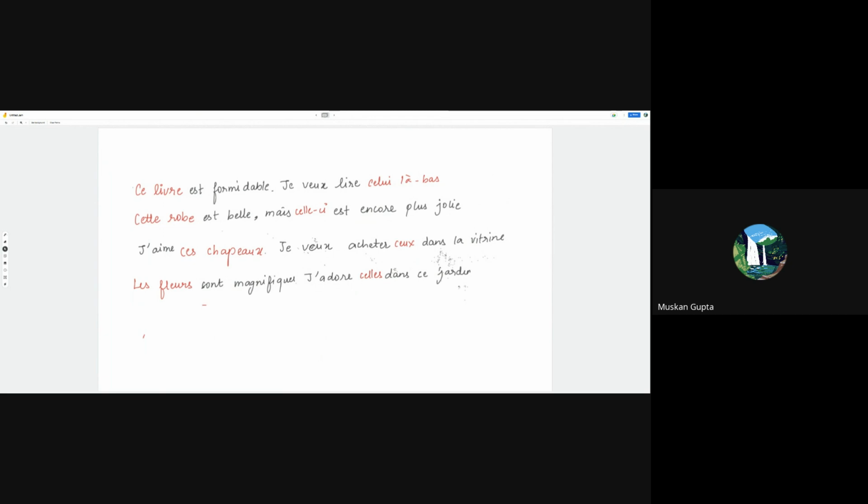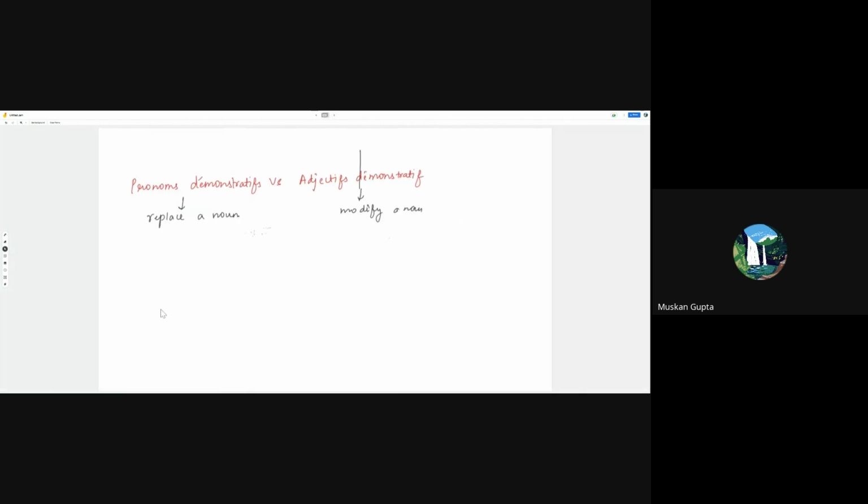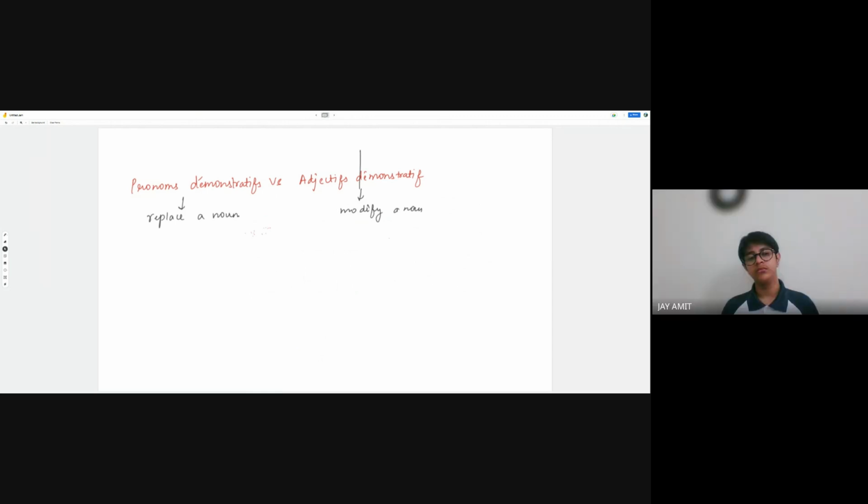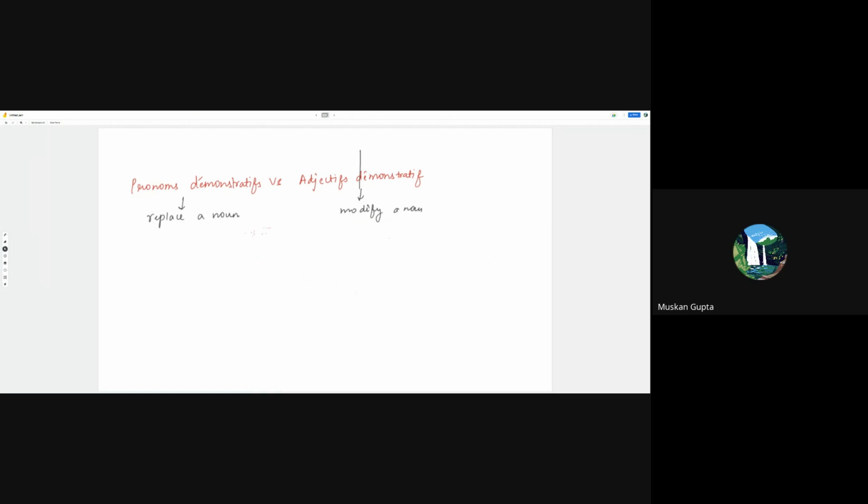So you understand how we use the pronom démonstratif? Between pronoun demonstrative and adjective demonstrative, there's not a major difference. The adjective demonstrative is used when you are talking about a noun; it's always placed before a noun. The pronoun demonstrative, on the other hand, replaces a noun. The meaning of both is the same: we are pointing to a specific object. The difference is just in the usage.